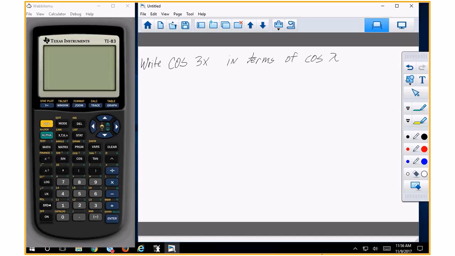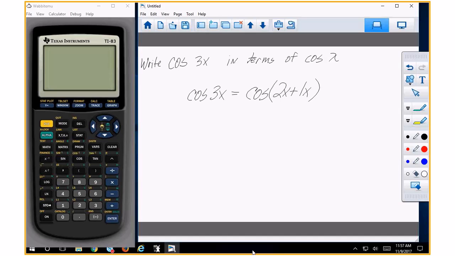Now, could you use the cosine of 5x minus 2x? Yes, if you like doing some change, knock yourself out. That's just extra work. So, cosine 3x is equal to the cosine of 2x plus 1x. Cosine of 3x is equal to the cosine of 2x plus 1x, or x.